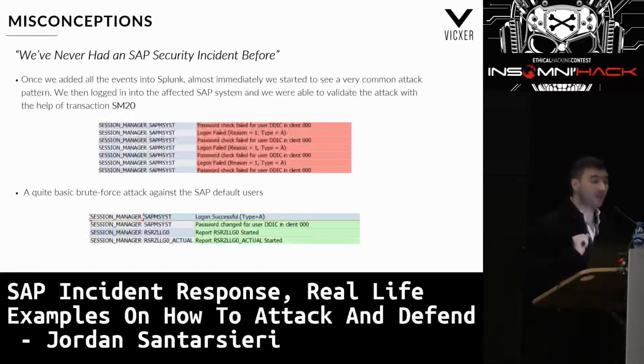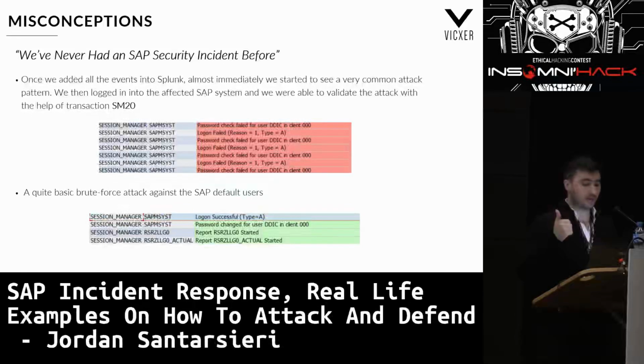And what you can see in the image is a very common brute force attack using a default user. That user is very powerful in SAP. That user is like being root on a Unix box. So if you compromise that account, you can do pretty much whatever you want. Let's take a look at the image.